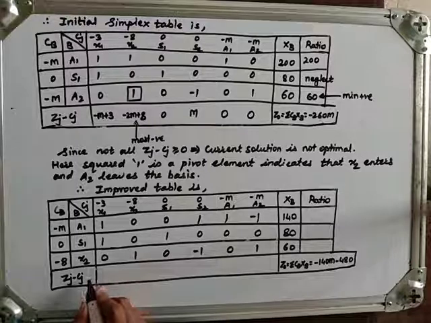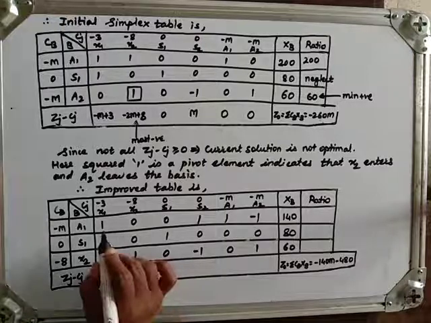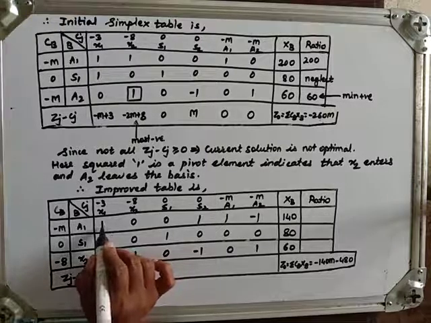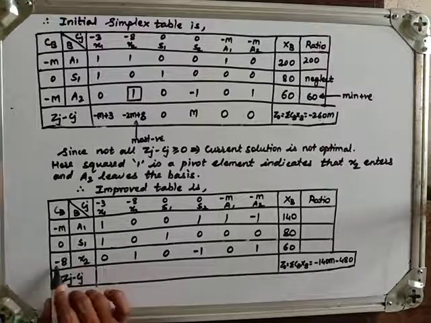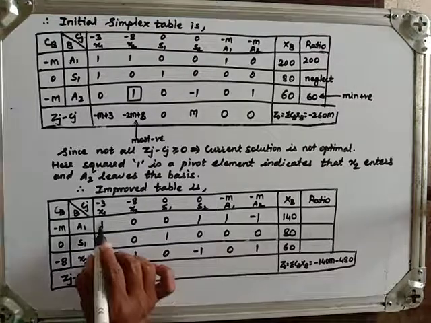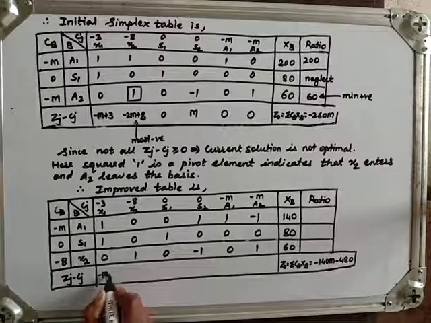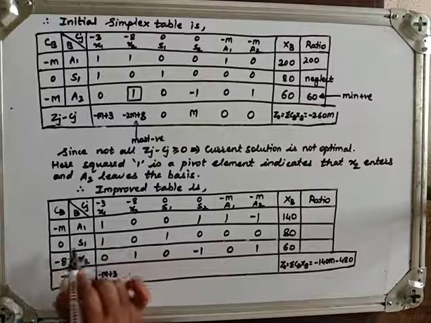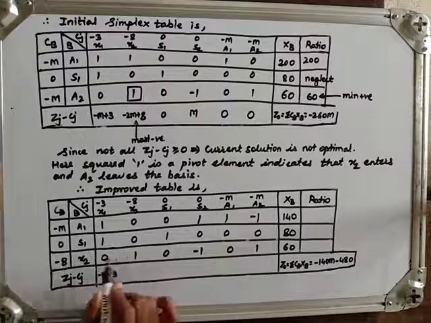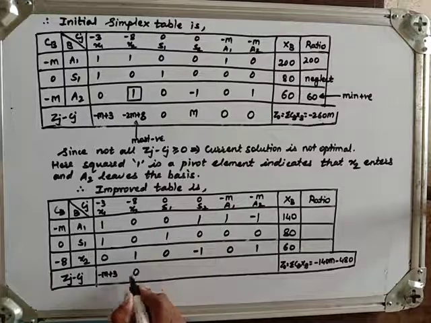Let us check what are Zj minus Cj. If all are positive, we get the optimal solution. If not, this is not optimal. So what is here? This is -m. This is 0. This will become 0. So -m minus plus 3. So first will be -m plus 3. This is 0. 0. It will become -8. Minus plus 8. So that will become 0.